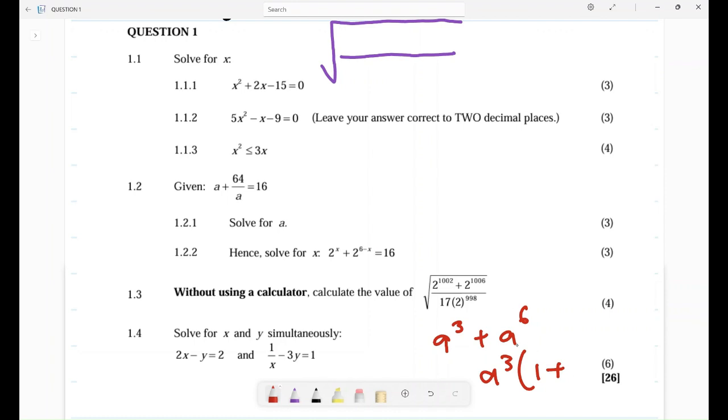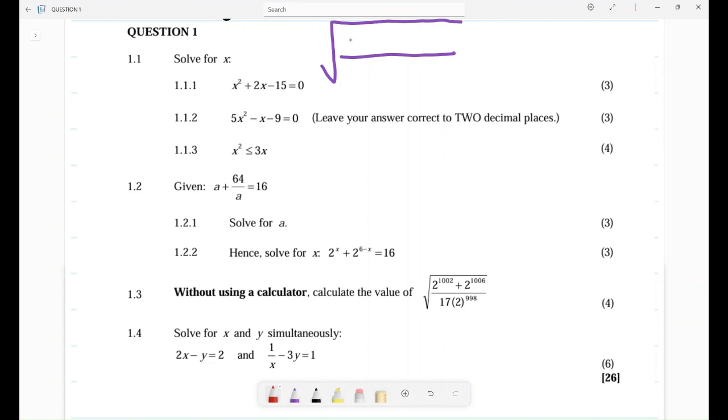Then this divided by that, you're going to apply laws of exponent. Divide by a to the power of 3. I know it's going to be a to the power of 6 minus 3, which is a cubed. A cubed like this. So we have to apply that also here. Take out the one with the lowest exponent, it is this one, right?